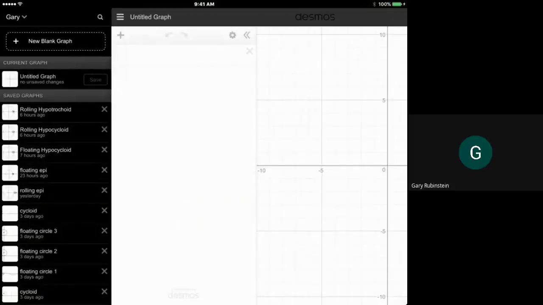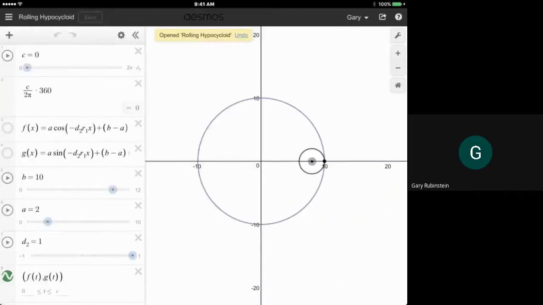So if I come here and say rolling hypocycloid, and if I move the slider, the first thing to notice is that unlike yesterday, when the small circle was rolling outside the big circle, in order for the circle to move counterclockwise, look at the points on the circle. It's actually going clockwise. So that's kind of interesting already.